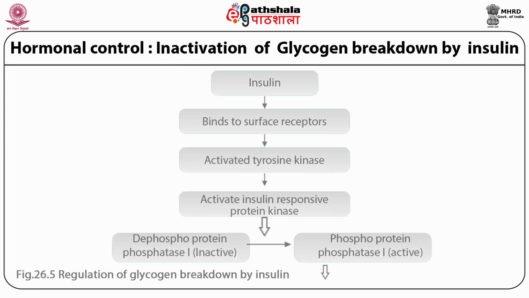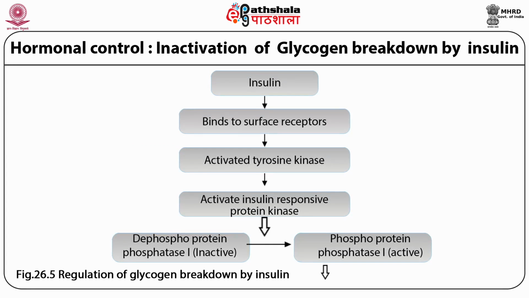Hormonal control again, but here we will study the inactivation of glycogen breakdown by insulin. The effect of insulin is opposite to the effect of glucagon and epinephrine. Insulin binds to a receptor on a cell surface and activates a pathway that leads to activation of protein phosphatase 1. Insulin is released in the blood by the pancreas when blood glucose level is high. Insulin binds to the receptor on the plasma membrane. Binding results in the activation of the receptor.